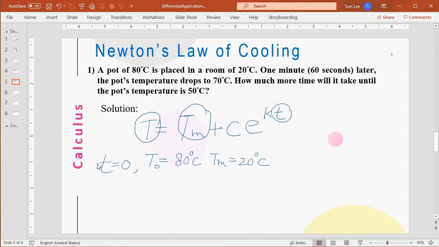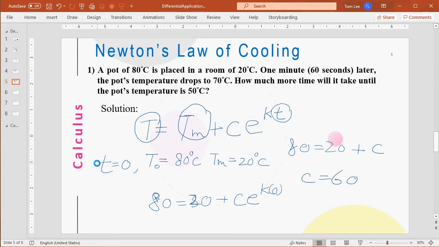Okay, and then we plug into this equation here. We got 80 equal to 20 plus C times e to the power of k times 0. So e to the power of 0 is 1, so it's just C. So we got 80 equal to 20 plus C, and then C is equal to 60. Okay, good.